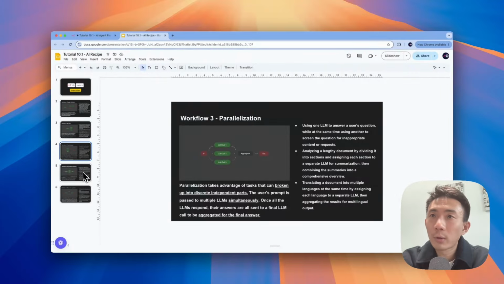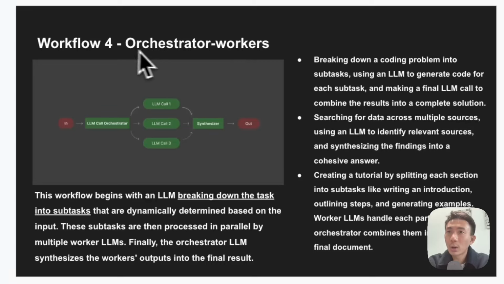After talking about the third workflow, let's talk about the fourth one called Orchestrator-Workers. As you can see from this workflow diagram, this is the input and this is the core orchestrator. It means that this LLM node is going to break down the task into subtasks. And then these are the LLMs to process the subtasks. So basically, the subtasks are then processed in parallel by multiple worker LLMs. And finally, this orchestrator LLM will synthesize the workers' outputs into the final result.